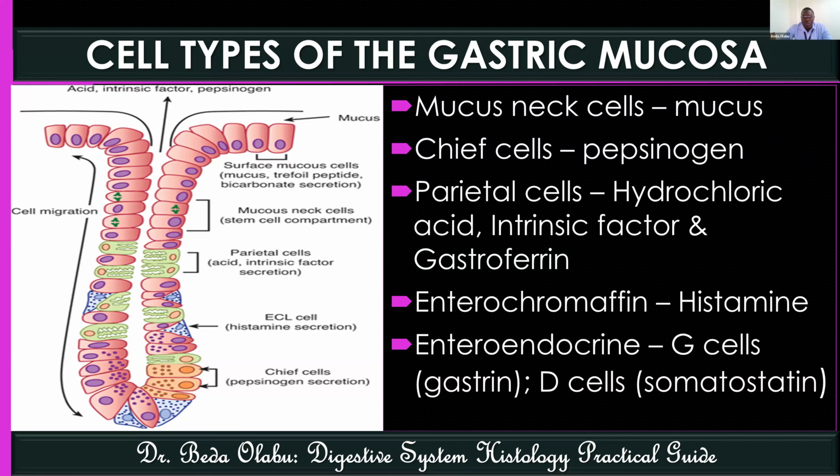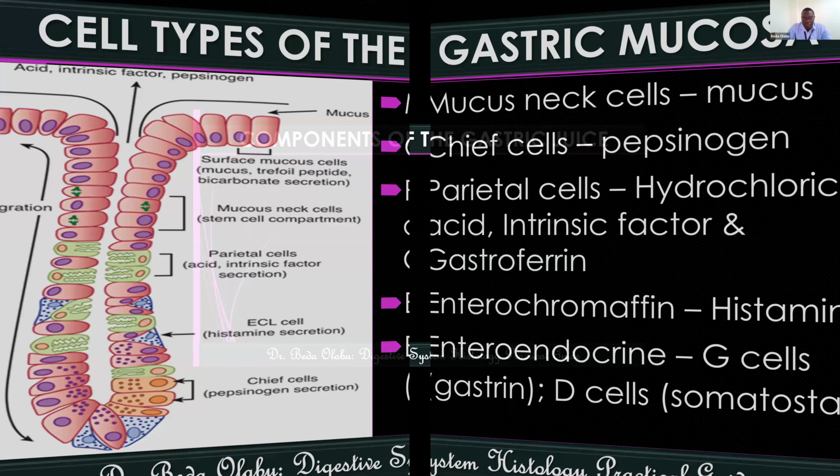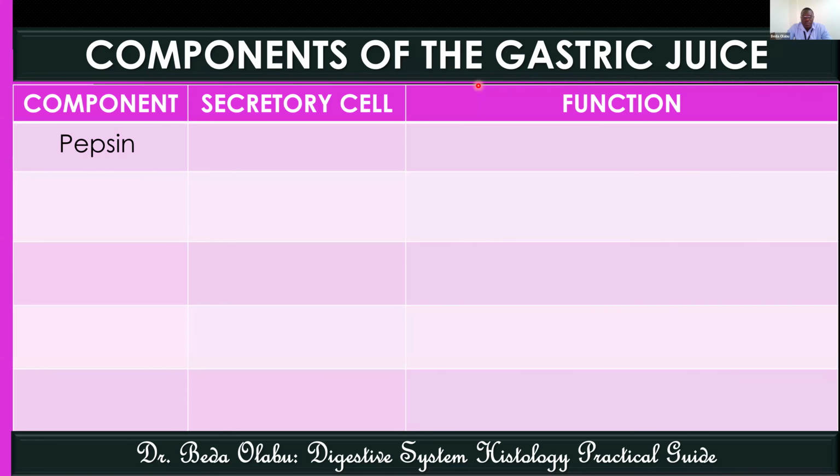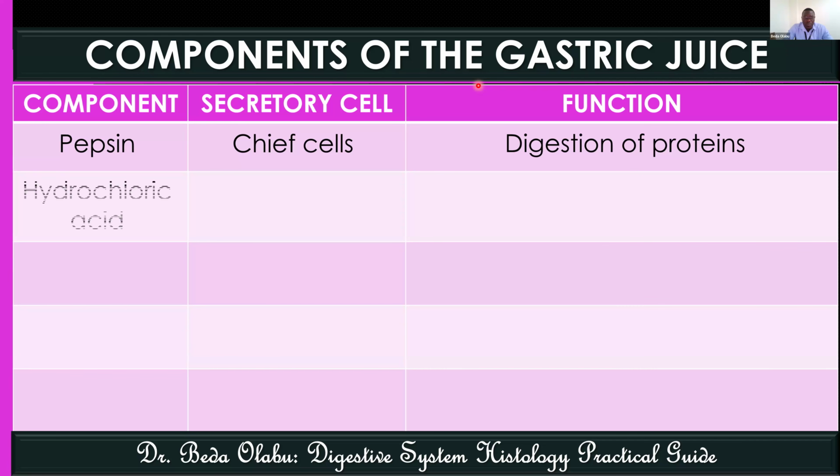Most of those secretions will be part of gastric juice. Pepsin is obtained from pepsinogen. Once pepsinogen has been secreted, it's converted to pepsin. The cell that produces pepsinogen is the chief cell. The role of pepsin is to break down proteins in the process of digestion.